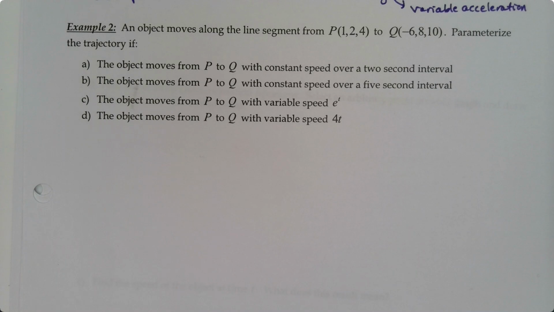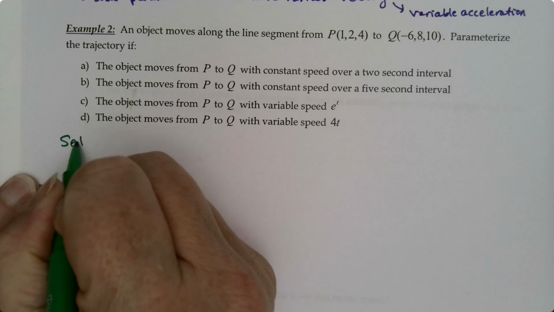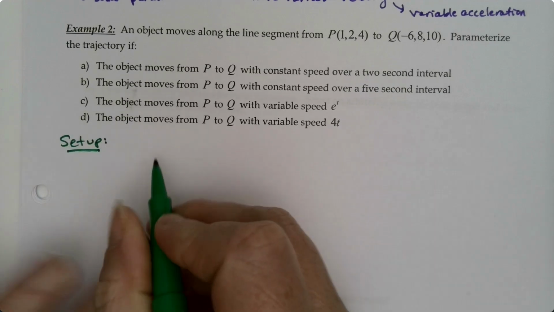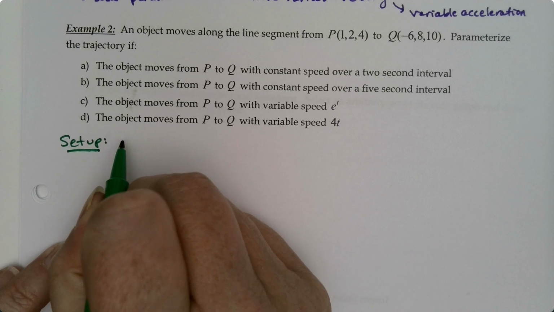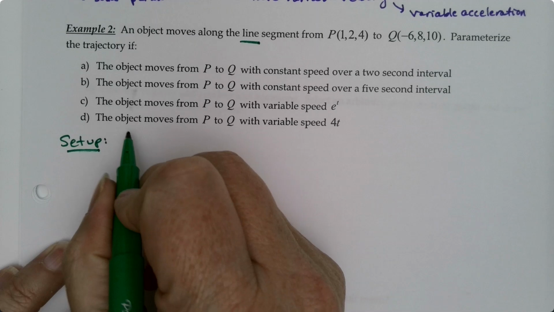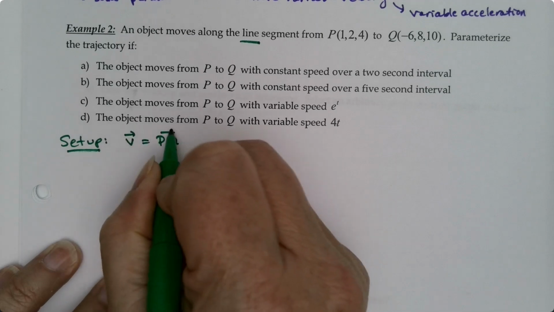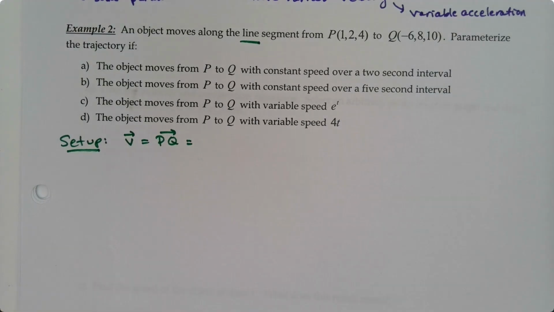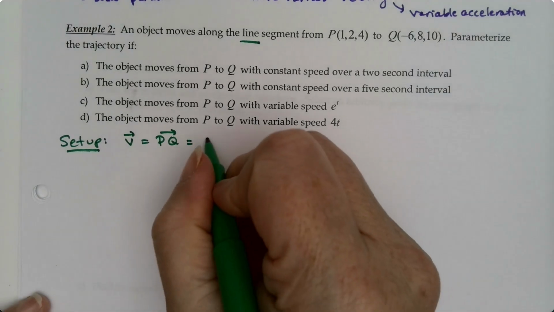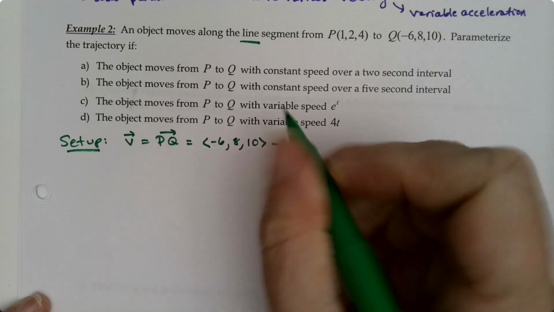All right, before I even do any of that, I'm going to do a little bit of setup here. So we know that it's a line segment, and we know how line segments work. So we need our direction vector. The direction vector is the vector from P to Q. So we take terminal minus initial. So we're going to take Q, which is (-6, 8, 10). We're going to subtract.